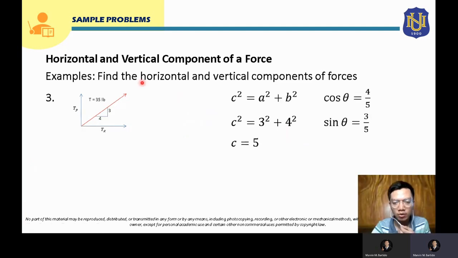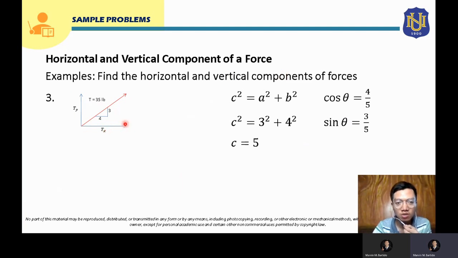So for the third example, the given force here is T equal to 35 pounds. As you can see here, there's no angle given. Instead, the given is a slope triangle. So the slope triangle is this triangle. If we're going to solve for the horizontal component of force T, it will be Tx. And if we're going to solve for the vertical component, that will be Ty.